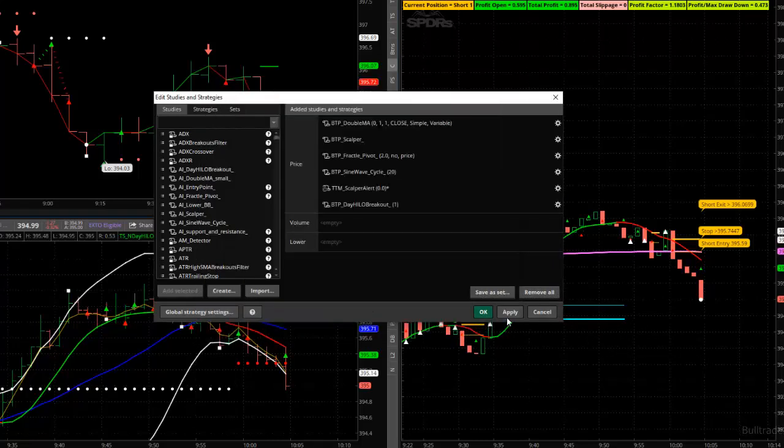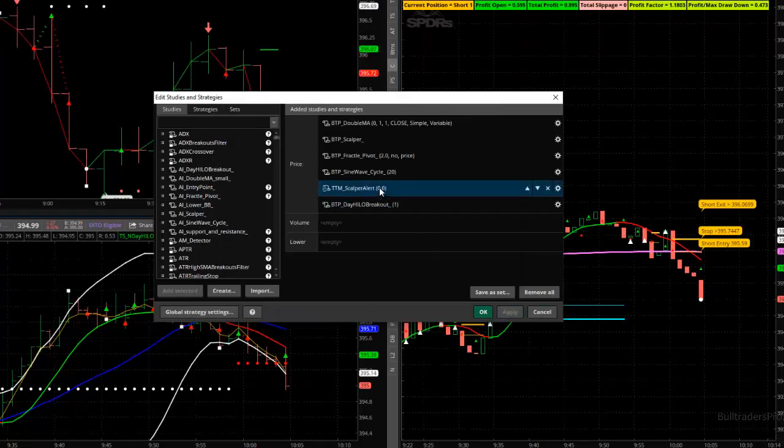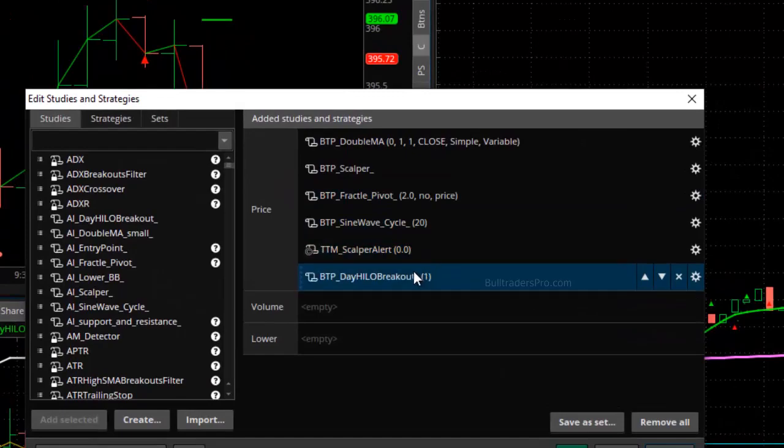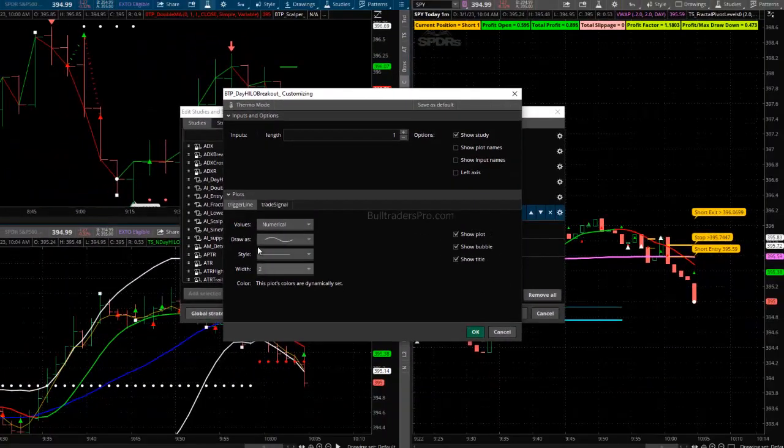The next study that we will add to this chart is our breakout algorithm. We use this algorithm to determine when price breaks through a price level, giving confirmation of price direction. Follow these steps to make your chart look like ours.